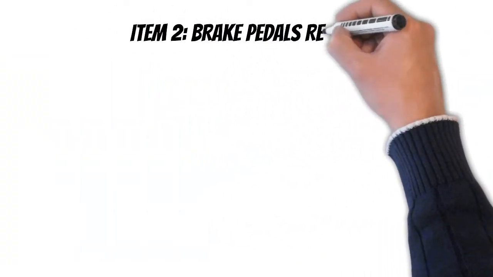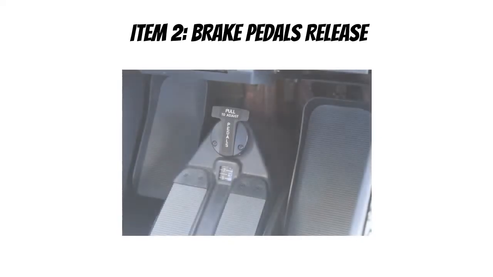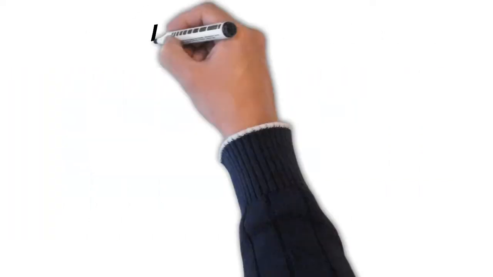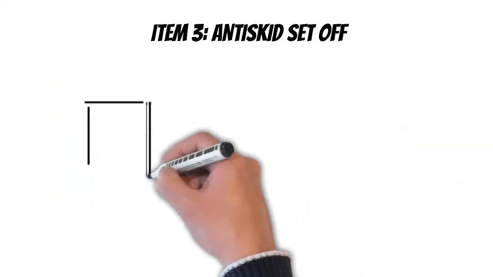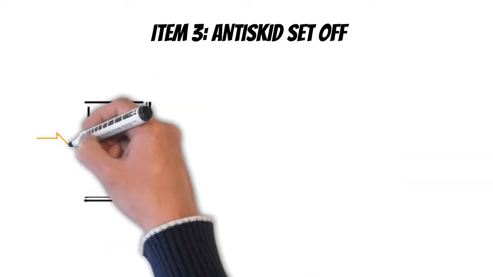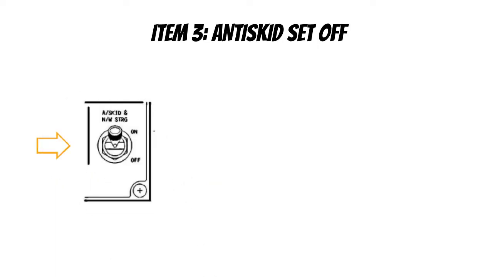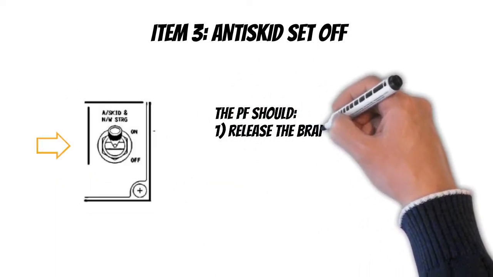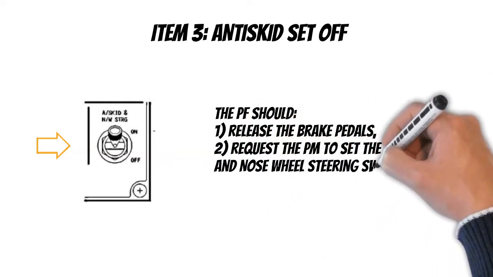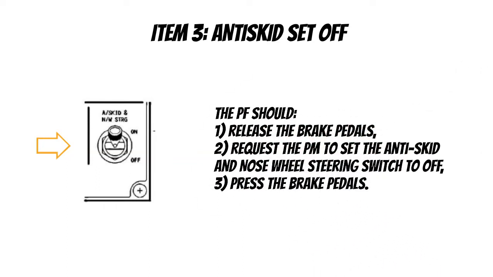Brake pedals release. Comments: the pilot flying should release the brake pedals before the pilot monitoring selects the anti-skid off. This action avoids brutal braking applications. Anti-skid set off. Comments: in order to successfully revert to alternate braking, it is important to sequence the actions in 3 steps. The pilot flying should at first release the brake pedals. Second, request the pilot monitoring to set the anti-skid and nose wheel steering switch to off. And as the third item, press the brake pedals.